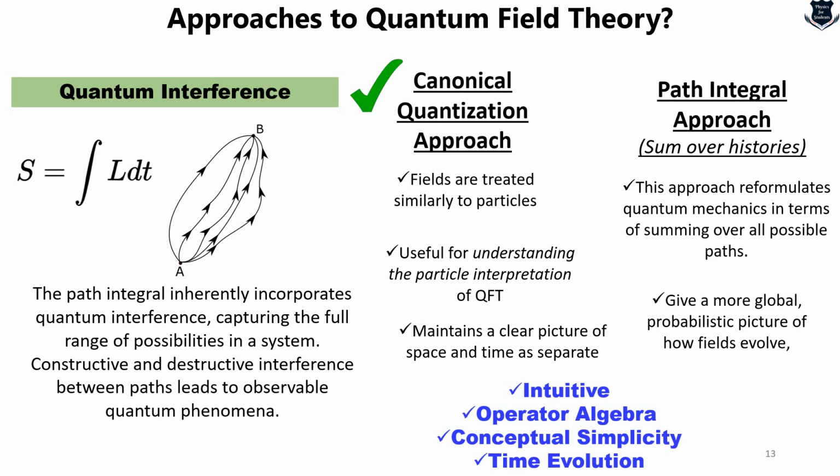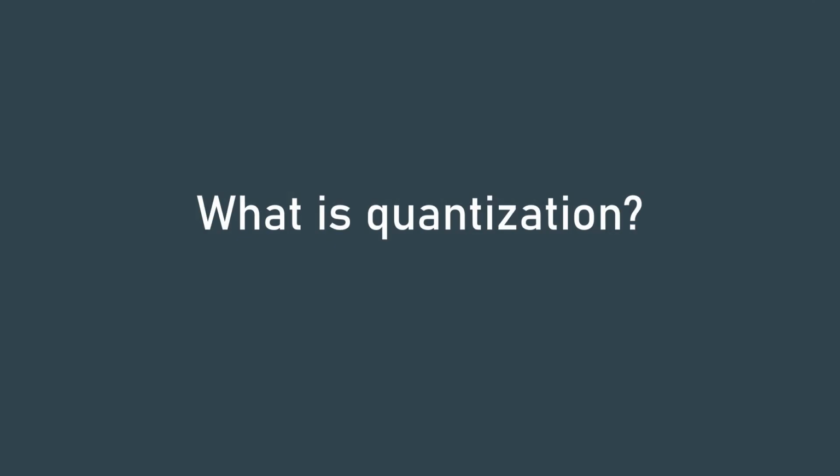So this gives you an idea of why there are two approaches, what the two approaches are, which one serves what purpose, and how they evolve. Now we are constantly talking of quantizing in quantum field theory. We come to the next part of our video, where I would like to explain what quantization is. This is central to our understanding of quantum field theory.